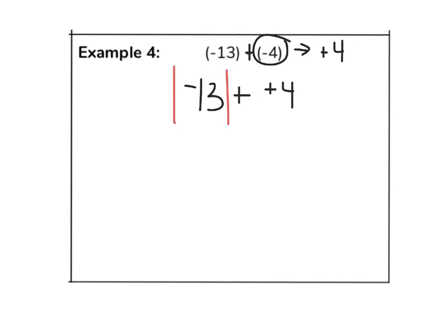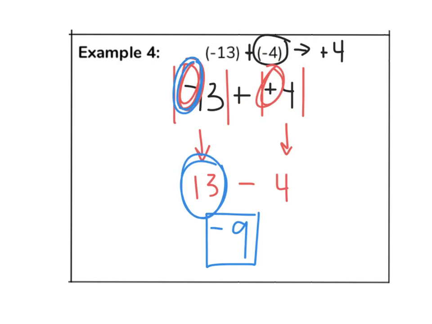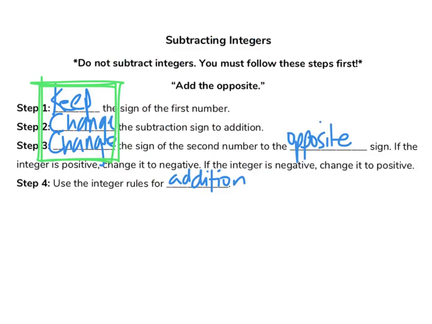We're going to find the absolute values for each of those numbers. The absolute value of negative 13 is 13. The absolute value of 4 is 4. And we are going to subtract because we have two different signs. 13 minus 4 is 9. And then looking back, which number had the greater absolute value? That was 13. So 13 is a negative, therefore our final answer would be negative 9.